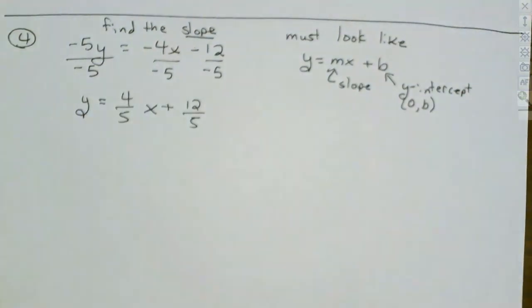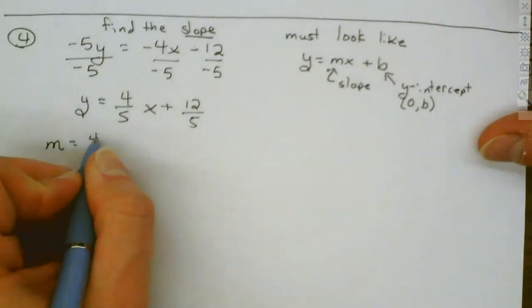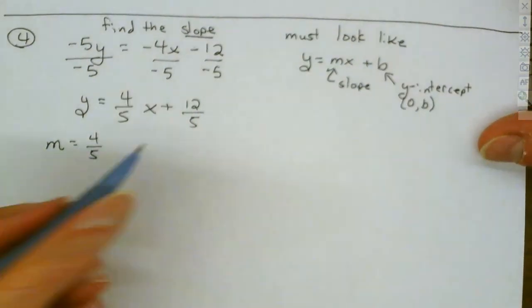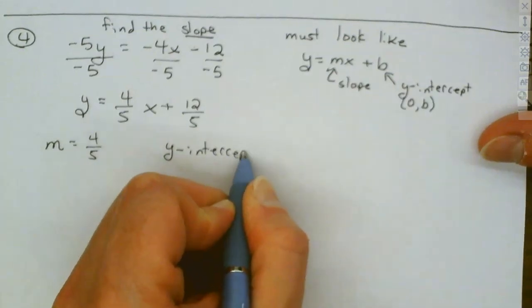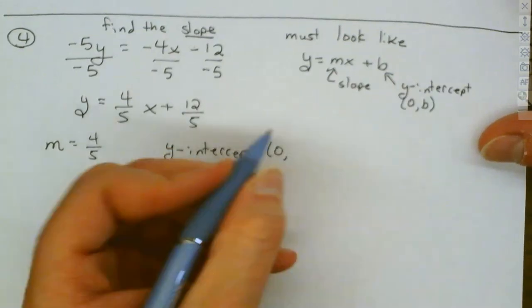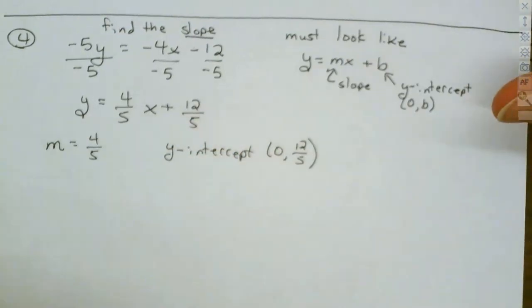So now we have it. It has been solved for y, and now we need to graph it. So our slope, m, is 4/5, and our y-intercept is (0, 12/5).